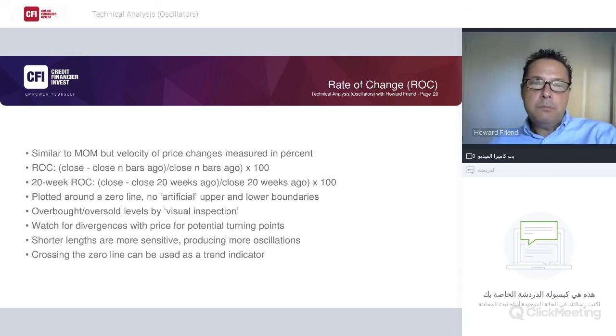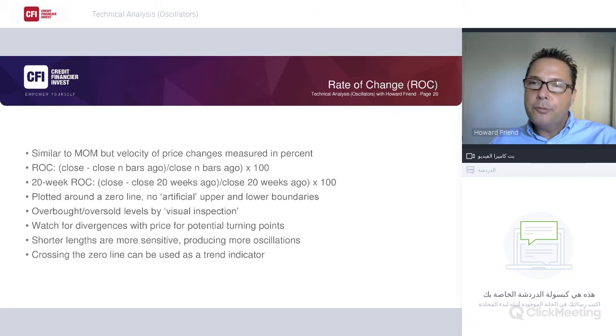Okay. So that's the momentum indicator. Now we move on to the rate of change, which is very similar. It's a very similar indicator to momentum in that there are no upper and lower boundaries. But what we're doing, instead of measuring in pure price terms, is measuring the rate of change in percentage terms.